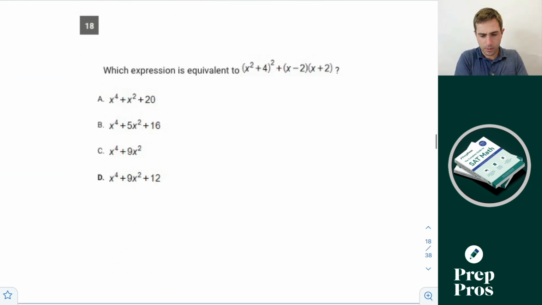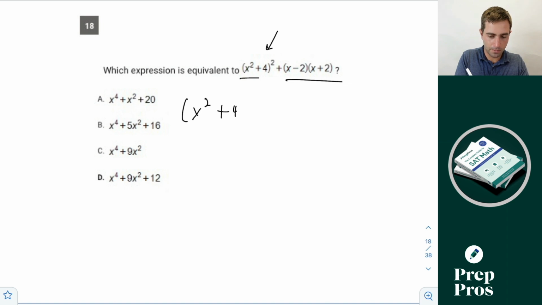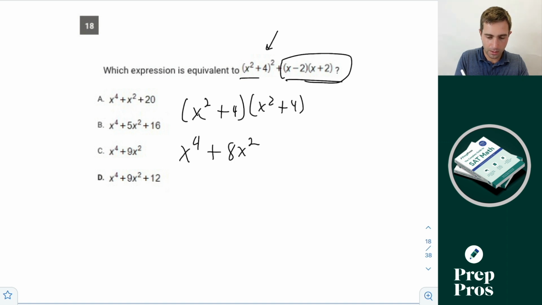All right, which expression is equivalent to this one? Quadratic stuff here. We have to remember we're going to have to FOIL this. So this is the same as x squared plus 4 times x squared plus 4. We'll just do this part first, then we'll bring in our second part. So this is going to give us x to the 4th plus 8x squared plus 16.